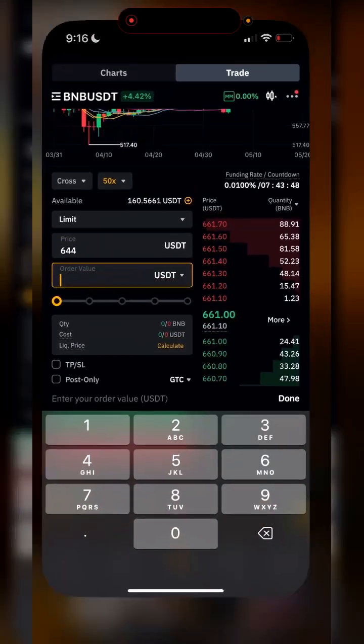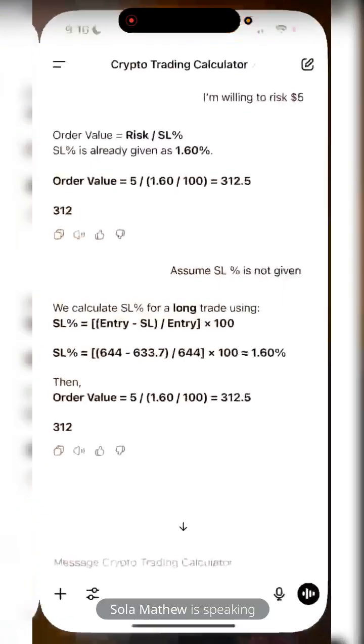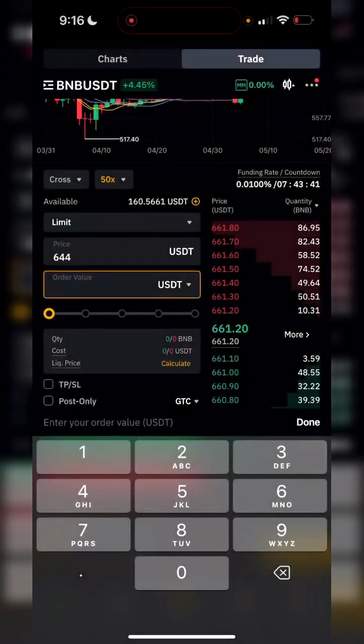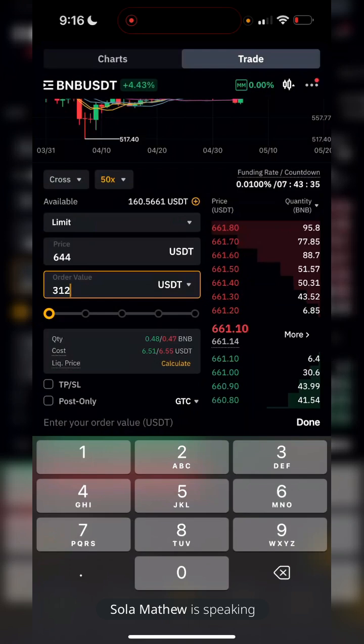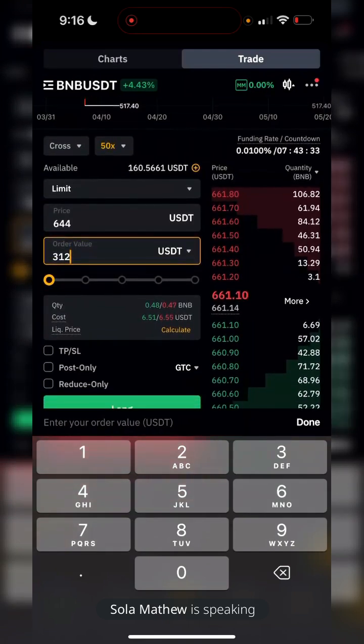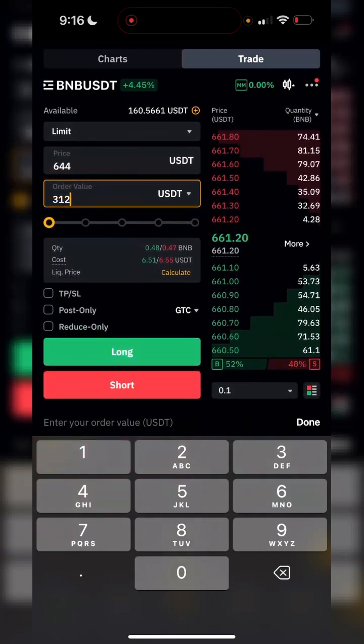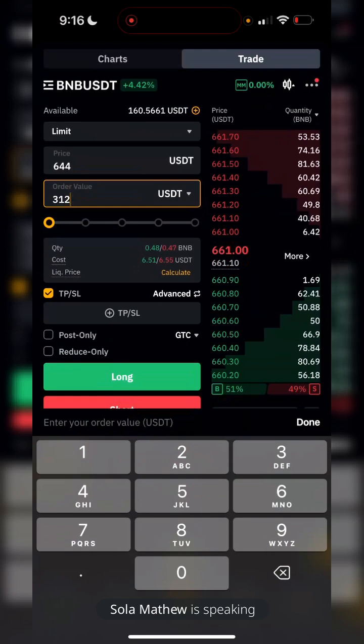Okay. With that, ChatGPT says the order value is 312. 312, because you want to lose $5. All right. Can you see? Your total money that is going to be used is 6.51. The total money that I'm going to use in my money. So stop loss and take profit. You just click on this stop loss and take profit.